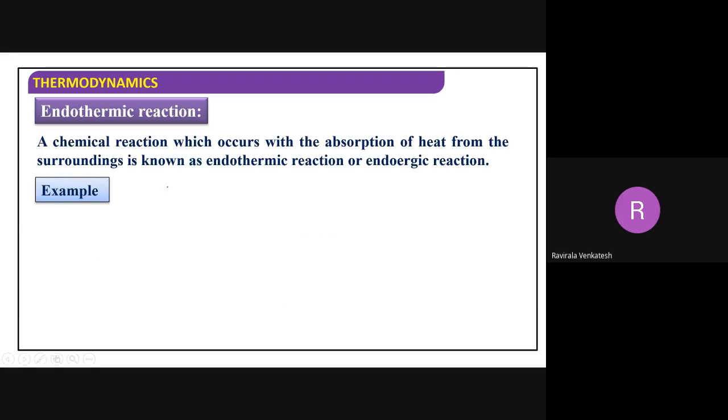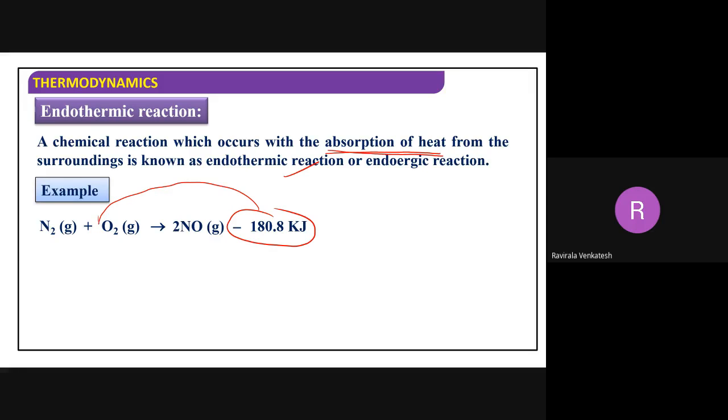Now, endothermic reaction, heat is absorbed in this case. When heat is absorbed in a chemical reaction, it is called an endothermic or endoergic reaction. Now, the same reaction, I will take nitrogen with oxygen to give nitric oxide. Here heat is evolving, you see minus. If you send this one across, it becomes less H. This is endothermic.